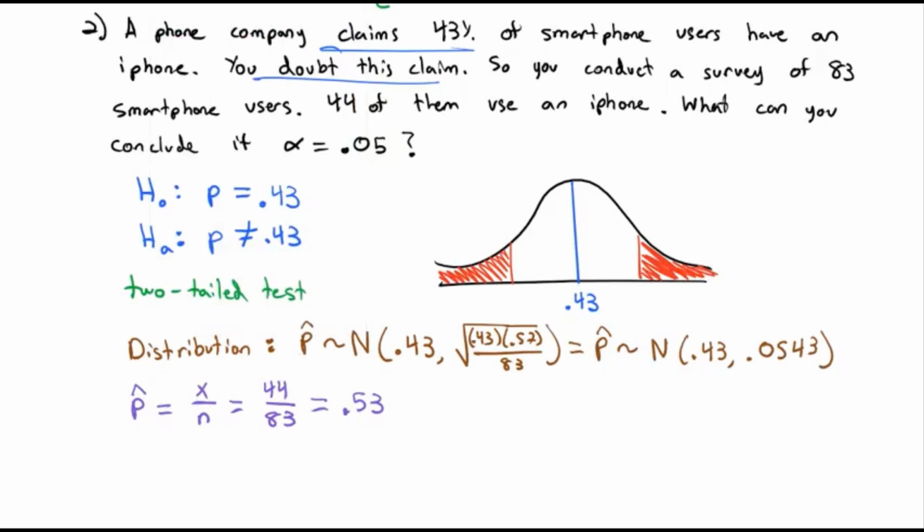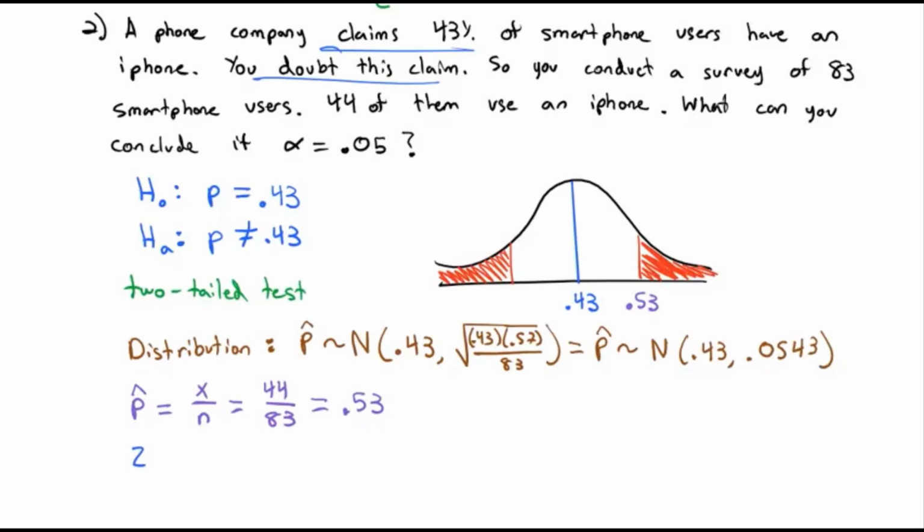Actually, one thing to put in, since we know our proportion is 0.53, on my picture off to the right, I'm going to put 0.53. That is the x value where the red shading starts. We don't know the value on the left. If our proportion had ended up being less, we would have put the number on the left. But because our proportion was more, we put it on the right.